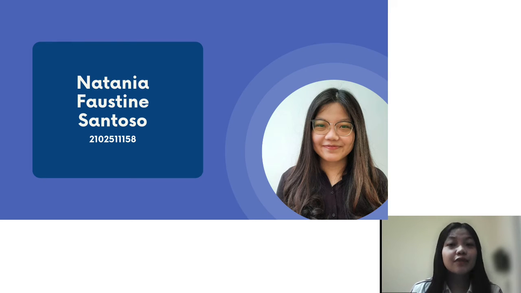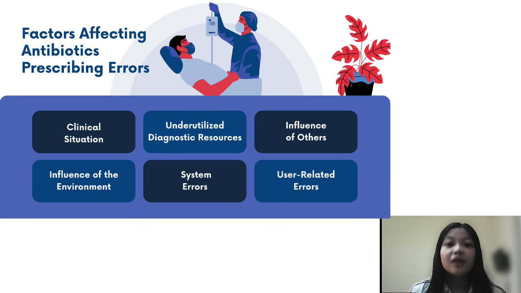My name is Nathania Faustin, and I will explain about factors affecting antibiotics prescribing. The first factor is clinical situation. Clinical situation and the patient's medical history are essential considerations for doctors before deciding on an antibiotics prescription. Lack of communication with patients or absence of common clinical signs and symptoms could lead to a hazy clinical situation and misdiagnosis. Thus, doctors could either promote or impede inappropriate antibiotic use.